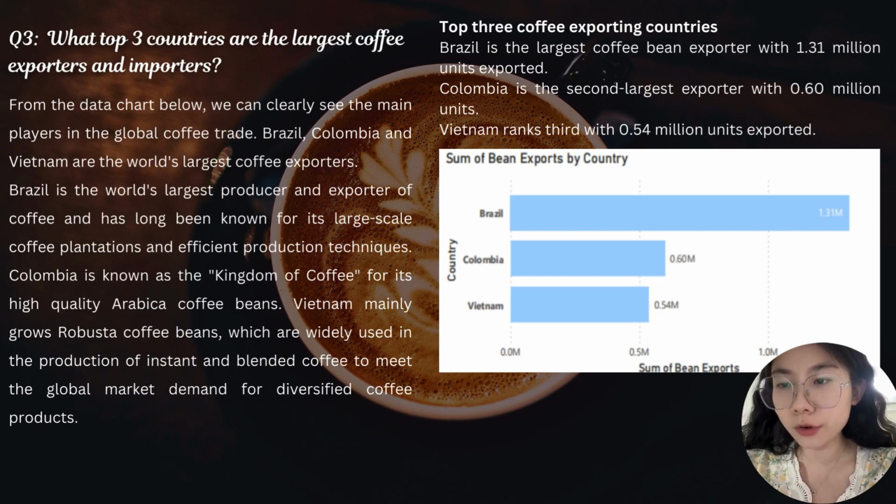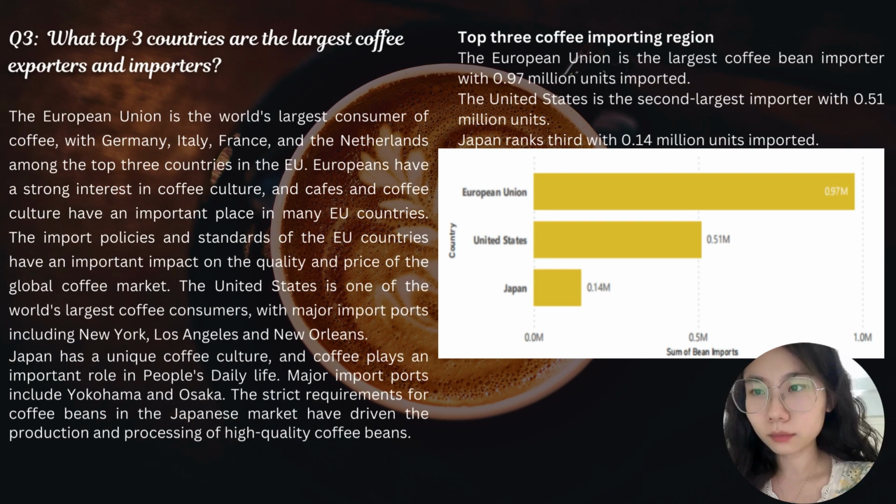Colombia is known for its high-quality coffee beans and has gained international recognition through branding and marketing. Vietnam mainly grows coffee beans, which are widely used in the production of instant and blended coffee, meeting the global market demand for diversified coffee products.